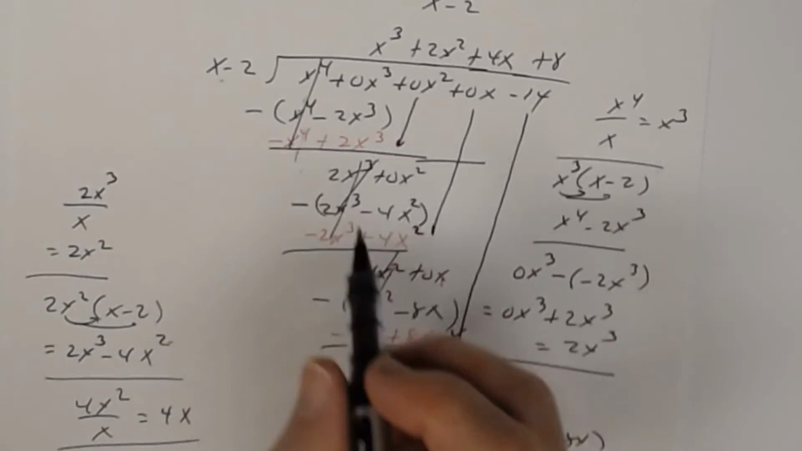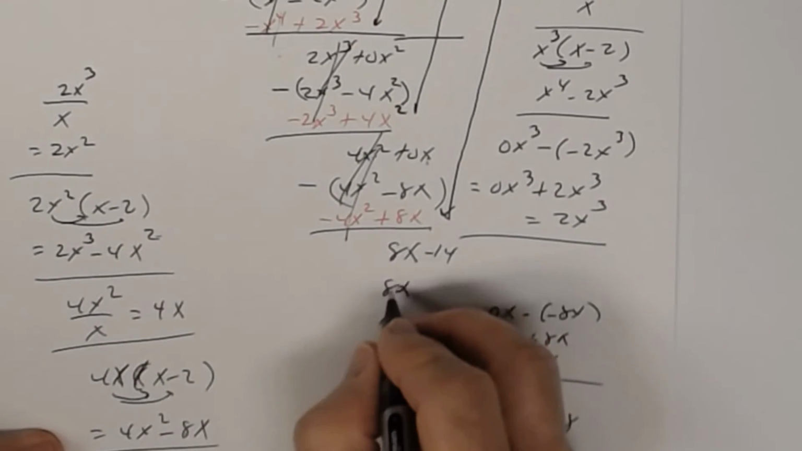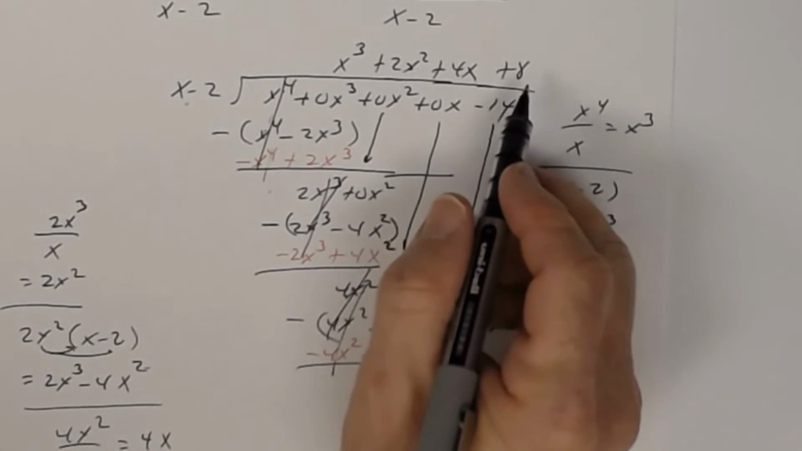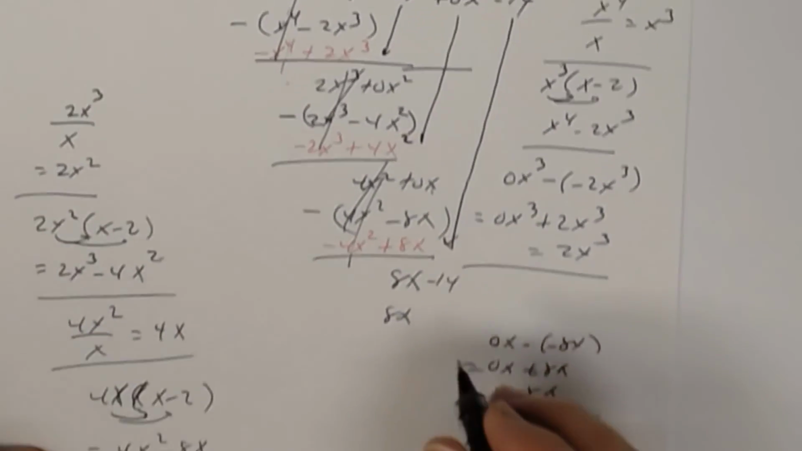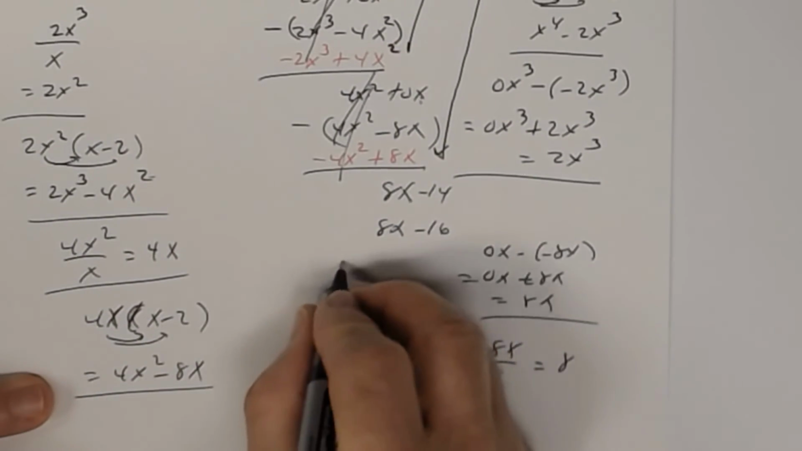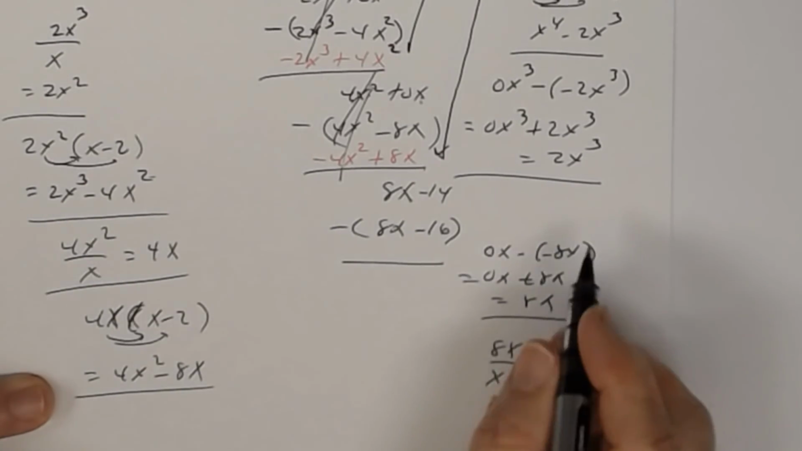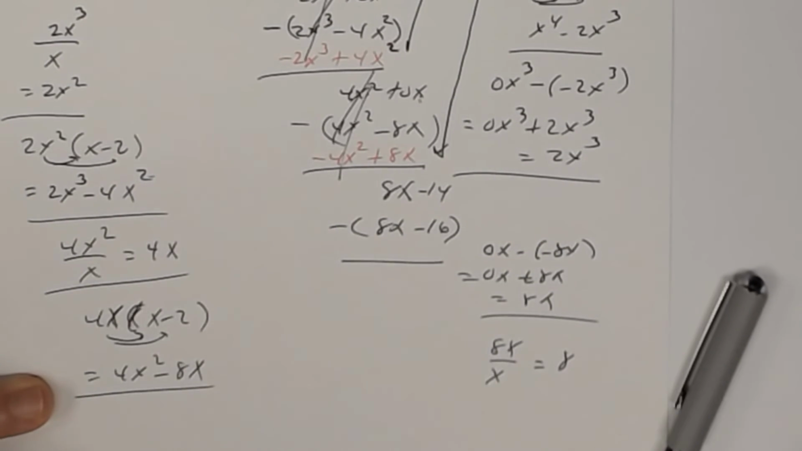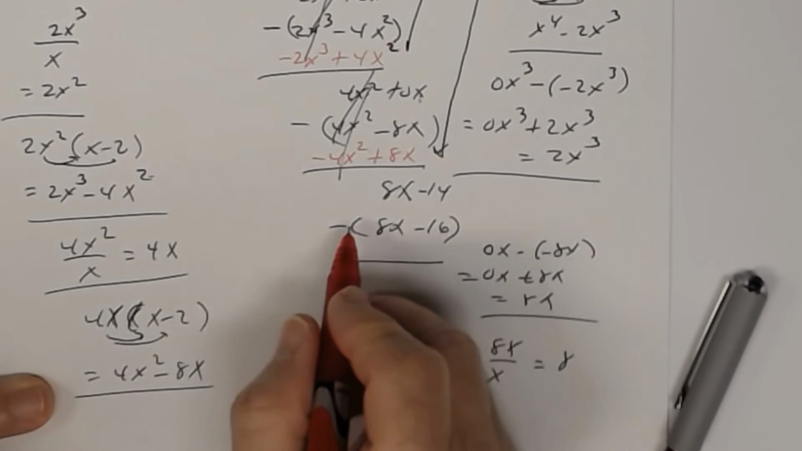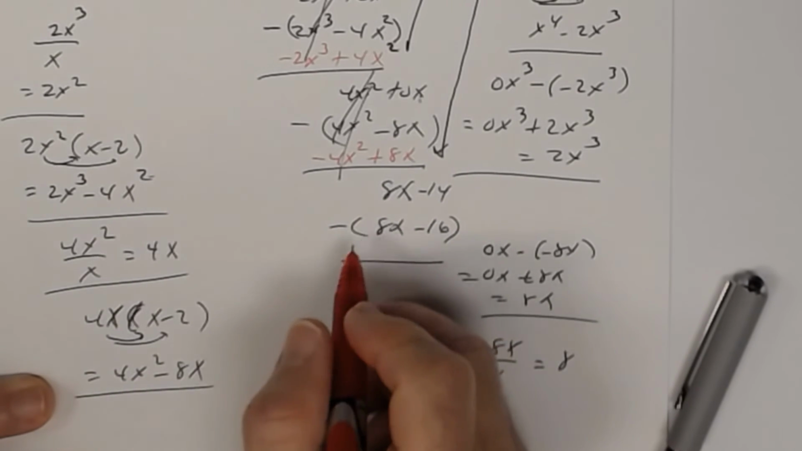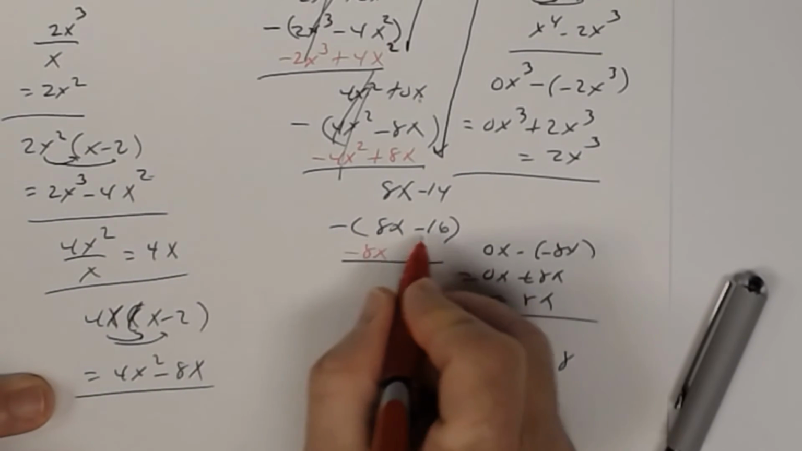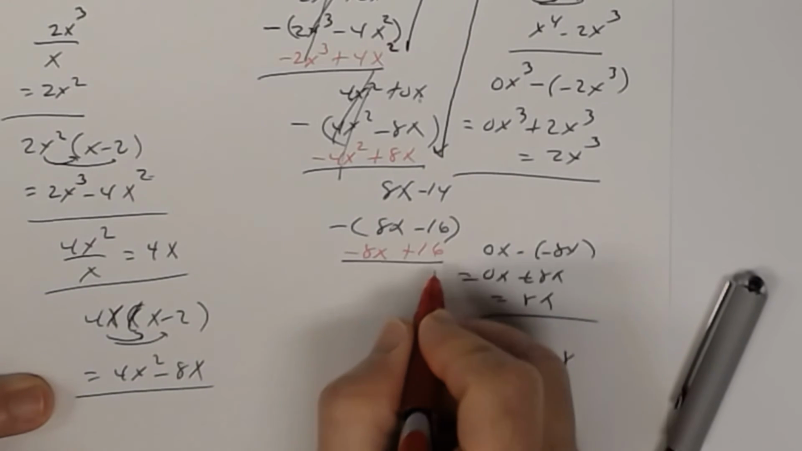So 8 times x is 8x. Remember, if you do this correctly, that's supposed to be the same. 8 times a negative 2 is a negative 16. And now you subtract. Okay? And so if you need to rewrite it, rewrite this expression here. So the opposite of 8x is a negative 8x. The opposite of a negative 16 is a positive 16.